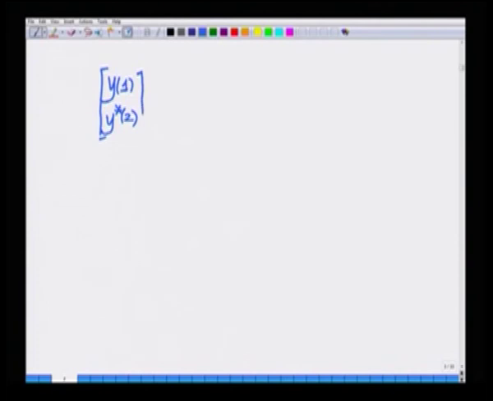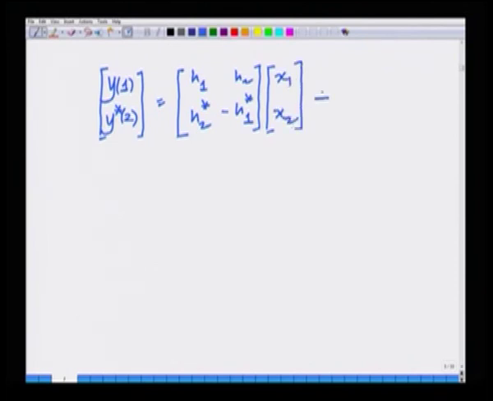You can see that the net system model can be expressed as follows, that is simply [H1, H2 conjugate; H2, minus H1 conjugate] times [x1, x2] plus [n1, n2 conjugate]. Okay.